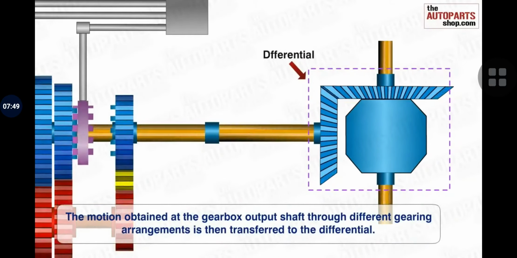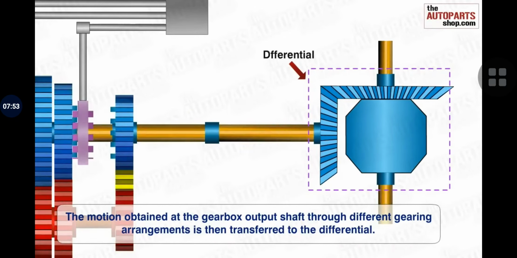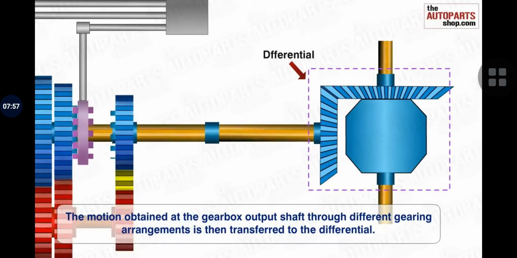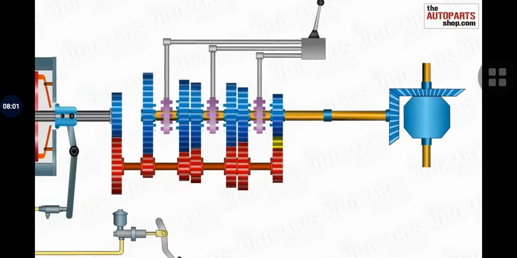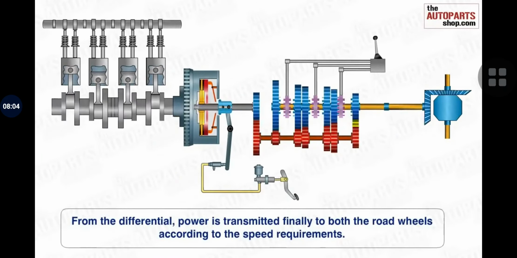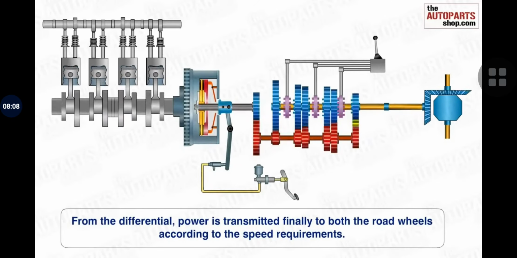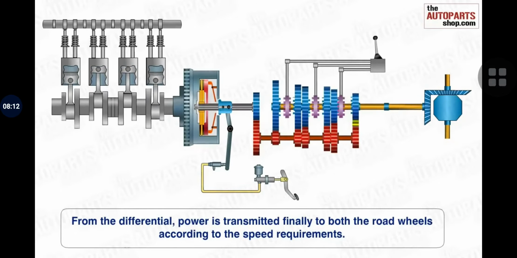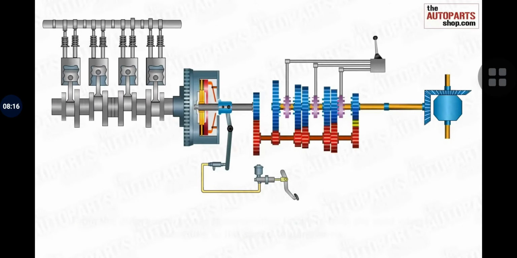From this, the output shaft is connected with the differential gear because we want to transfer the power to the wheel. This differential gear is used to transfer the power from the transmission box to the wheel. So it can transfer the power at 90°. That's why we are using the differential gear.